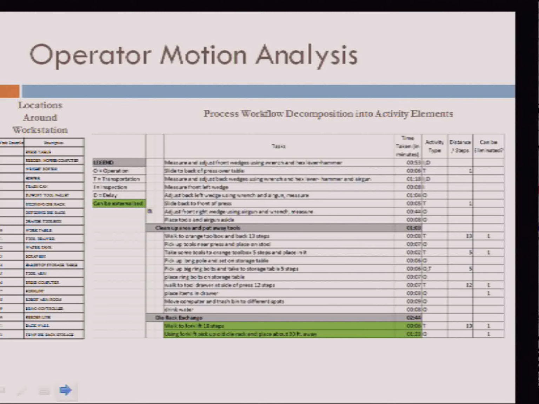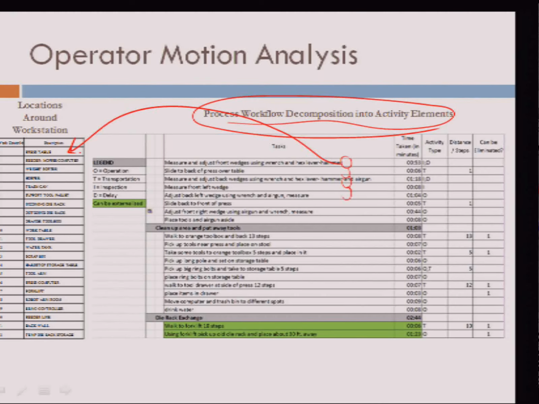So how did we do the operator motion analysis? This was the workflow. This was the decomposition of the total setup process into elements. So we took each step and we said, where is this step being performed in the overall workspace? Around the workstation, when we observe the video over and over again, we determined that there are all these individual unique locations around the press area that the operator is going to one or more times, right?